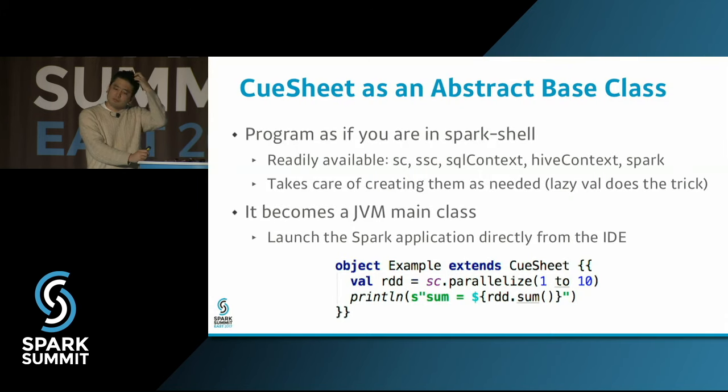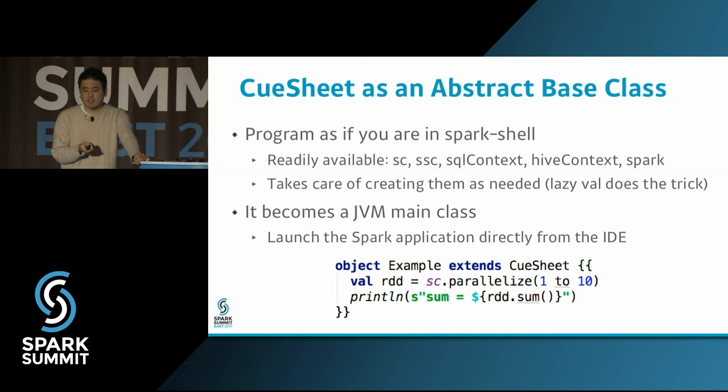At the surface, CueSheet is an abstract base class that you can use with the Scala language. You can program as if you are in the Spark shell in the body of an object extending CueSheet. So you can access sc, the Spark context, and Spark streaming context, Hive context, and Spark session as if it is in the Spark shell in that object body. And CueSheet, the upper class, will take care of creating them as needed. And this object becomes a JVM main class so that you can right-click on that and click Run to just launch the Spark applications.